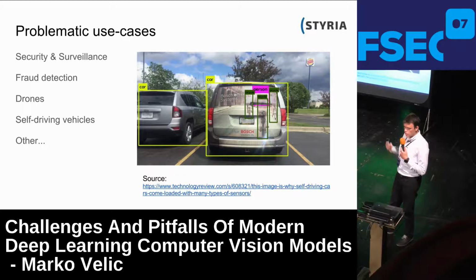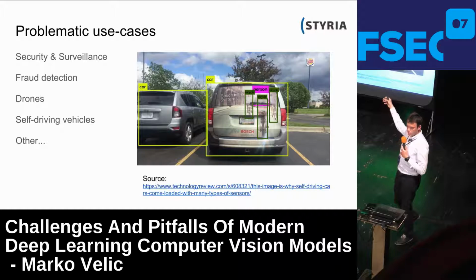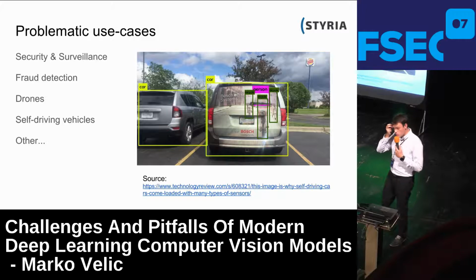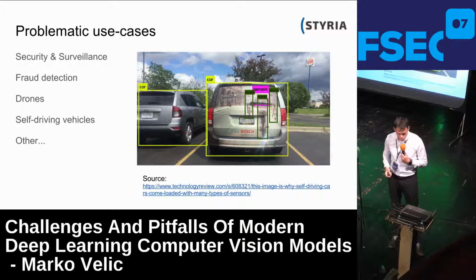So here, for example, you can see a person and a bicycle imprinted on the back of the car, and the model thinks that it's a bicycle or person in front of it. So it's not the behavior that we want. And this is just one example of potential problems. There are many other problems, and for some of them, my colleague Anis will now show you a few more examples.